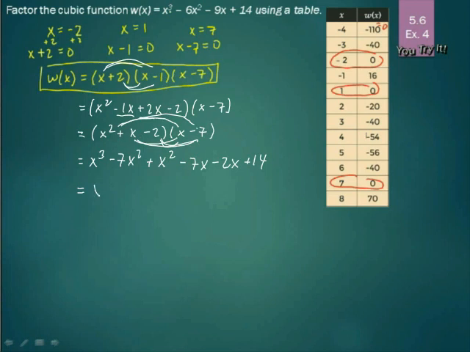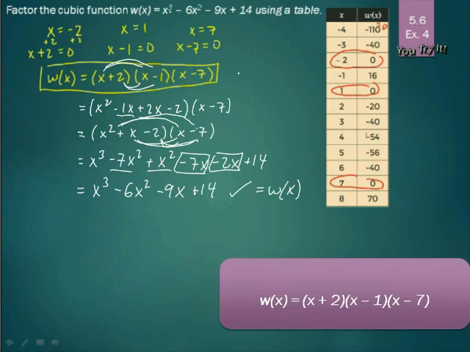So we only have one x cubed term, and then we have a negative 7x squared plus 1x squared will give us minus 6x squared. And then we have minus 7x minus 2x, that'll be minus 9x, and then plus 14. And so we see that that does match our w of x function because it multiplies out to what we started with. And so let's go ahead and summarize our answer. w of x equals x plus 2 times x minus 1 times x minus 7.